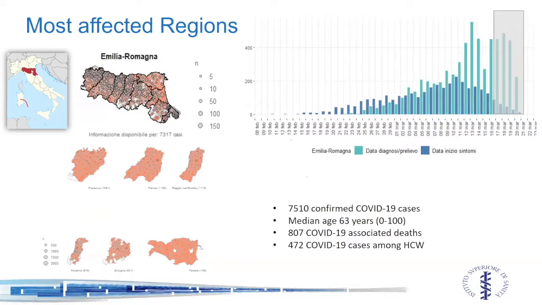As you can see, Emilia-Romagna is bordering the southern part of Lombardy, and this is the area that also supported the Lodi area, the initial focus. And hospitals like Piacenza and Cremona, Cremona is just up there, but Piacenza and Parma immediately had to support the close area, giving support for intensive care unit and hospitalization.